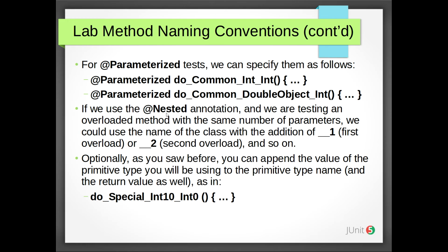So optionally, as you saw before, you can append the value of the primitive type you will be using to the primitive type name, and the return value as well, as in do_special_int_10_int_0, etc. But we saw that before. So that's just a reminder that we can do that. It didn't have to be this way. It could be do_special_int_int, but we could do do_special_int_10_int_0. And for some of the special cases, the value of the parameters we're passing in is required, but the return value is not required, although it's optional.